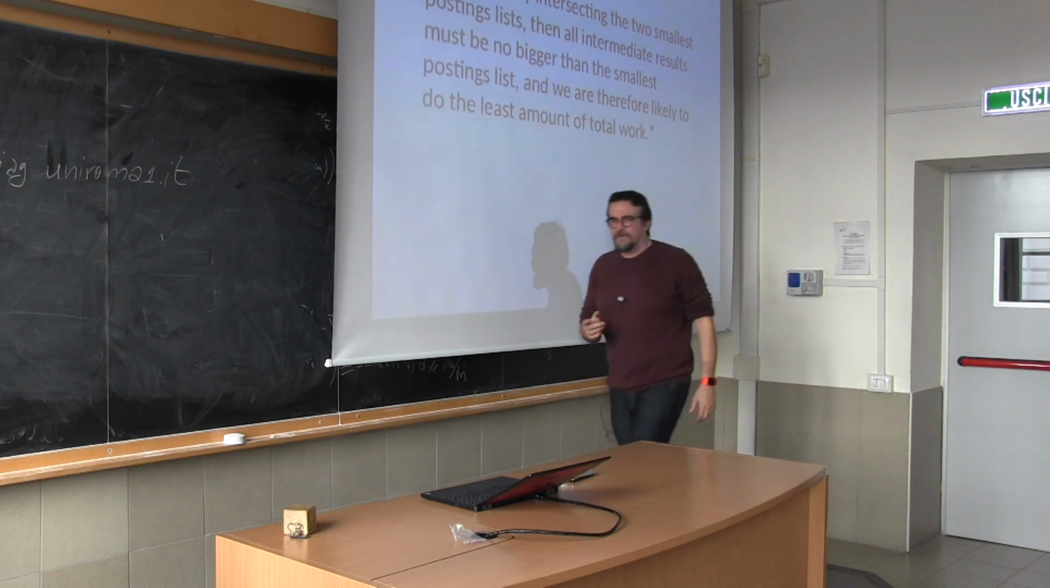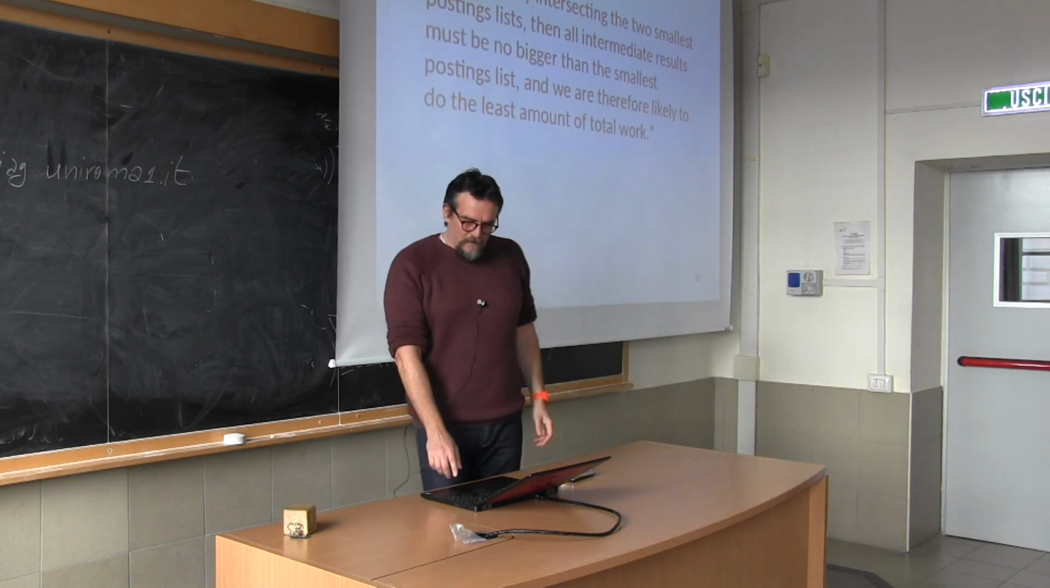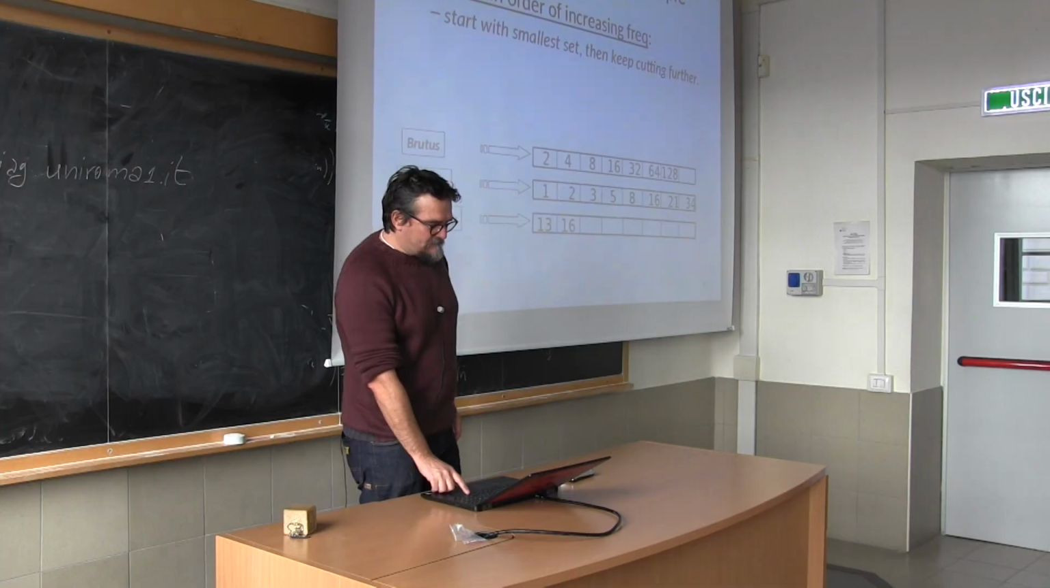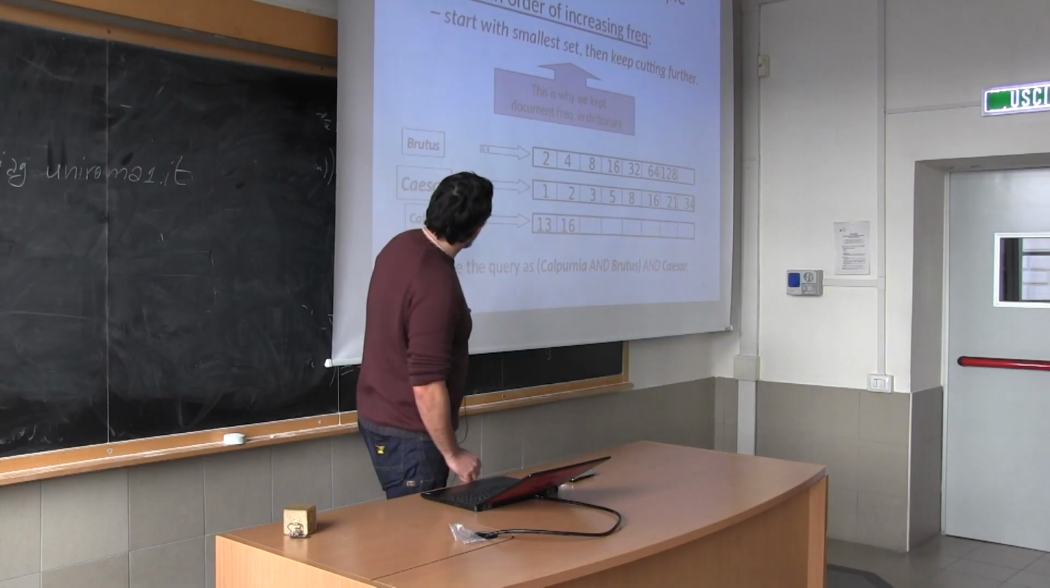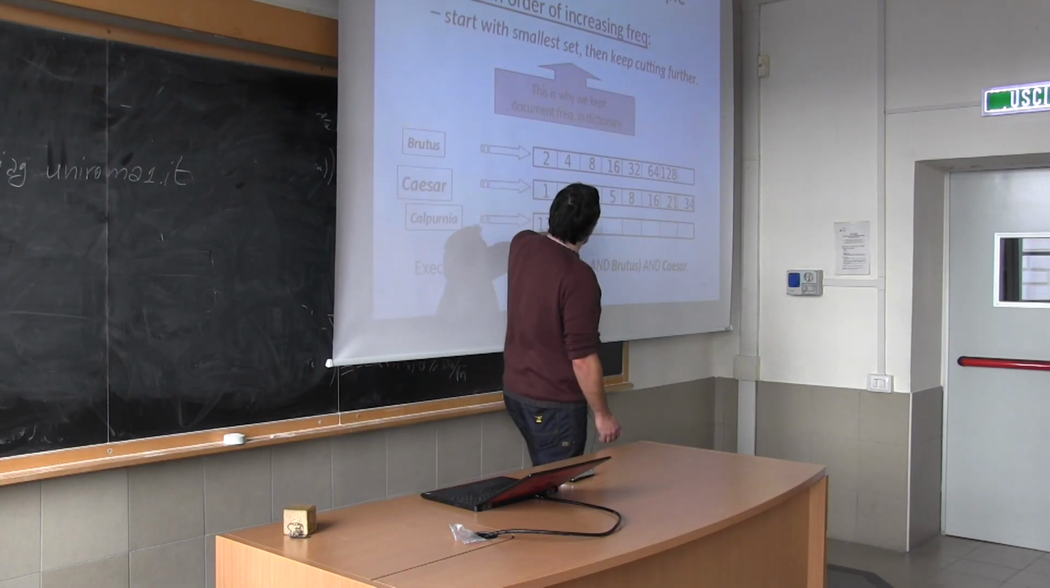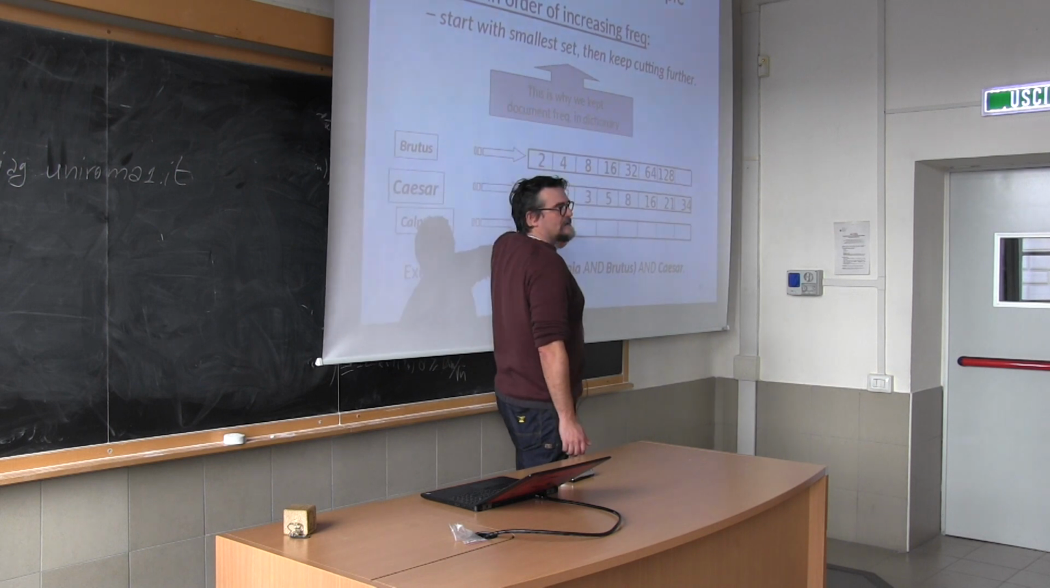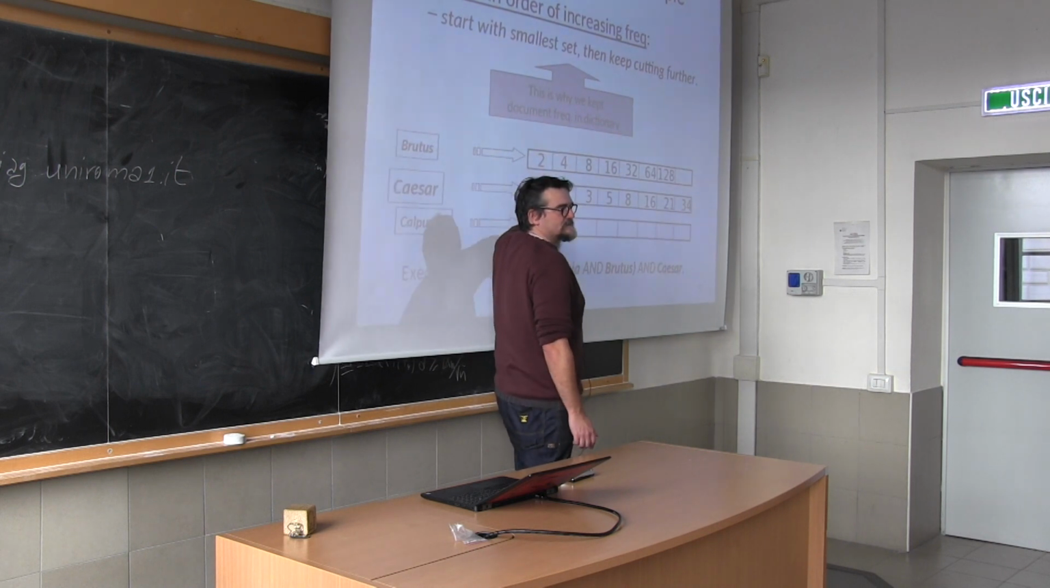Makes sense. So going back to our example, you start with Calpurnia and Brutus. And then you do Caesar, okay? So basically you have Calpurnia and Brutus. Why? Because they are the smallest posting lists, and then you do Caesar.